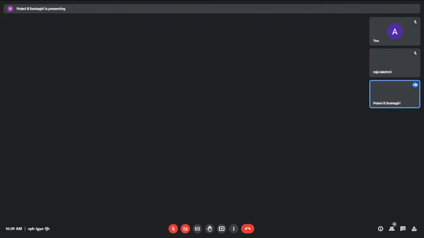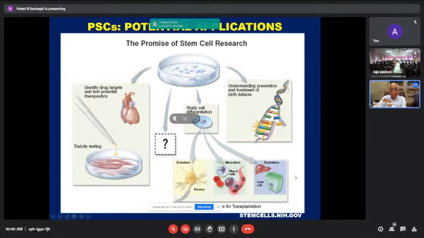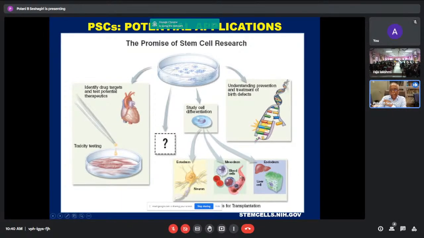This gives an overview. One, of course, is the differentiation biology to achieve neurons, to achieve some blood cells from mesodermal lineage, to achieve cardiomyocytes, to achieve pancreatic beta cells, and so on and so forth.